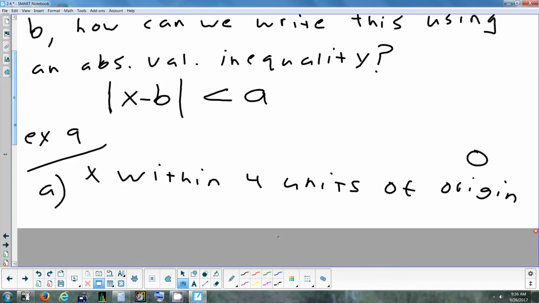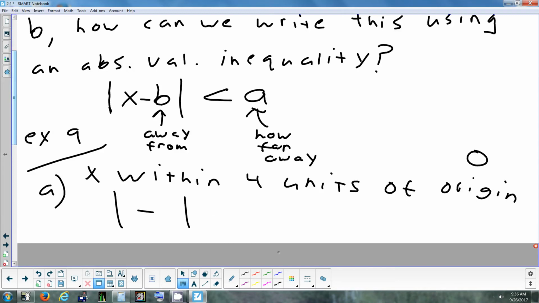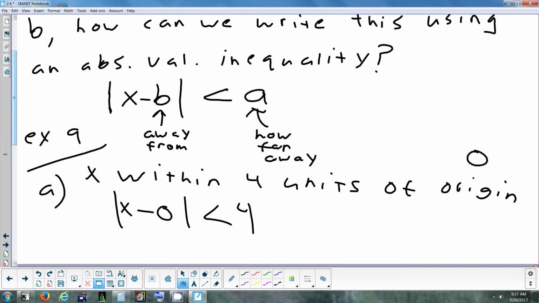So remember, inside the absolute value, that's what you want to be away from. And that's how far away. So anyone think they could give me an absolute value here that would represent all numbers within 4 units of 0? Yep. x is 0 is less than 4. Yeah. And in that case, it's really just the absolute value of x is less than 4. That represents all numbers within 4 units of the origin. So between -4 and +4.